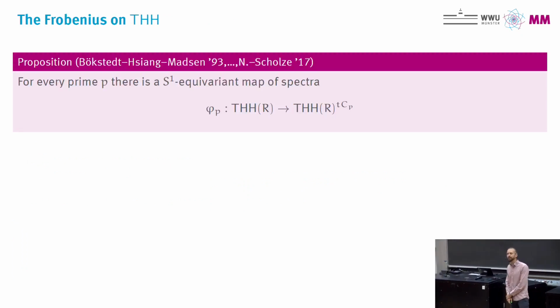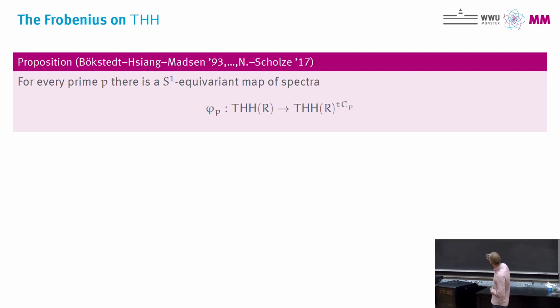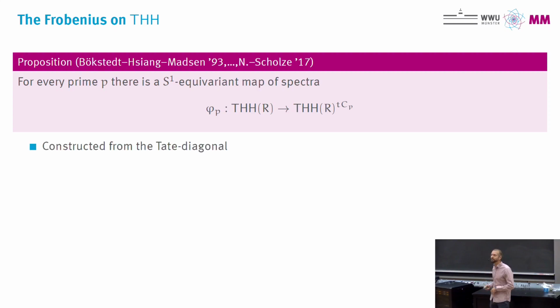So now I claim that once you understand what THH is, you can write down a map φ_p called the Frobenius, which in slightly different form was first constructed by Bökstedt, Hsiang, Madsen in their initial work. Not quite in this form, but it also follows from their work. And we give a new way of thinking about this map. I will not give you the exact definition, but I'm just telling you it's constructed from the Tate diagonal again.